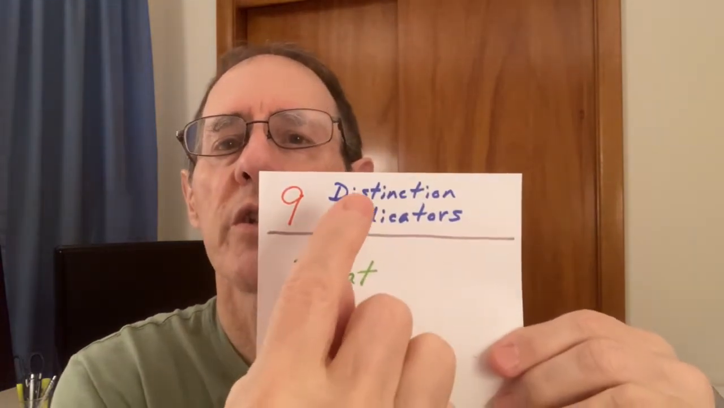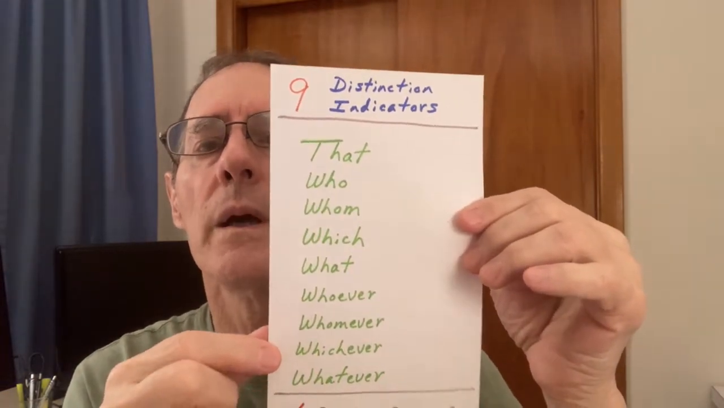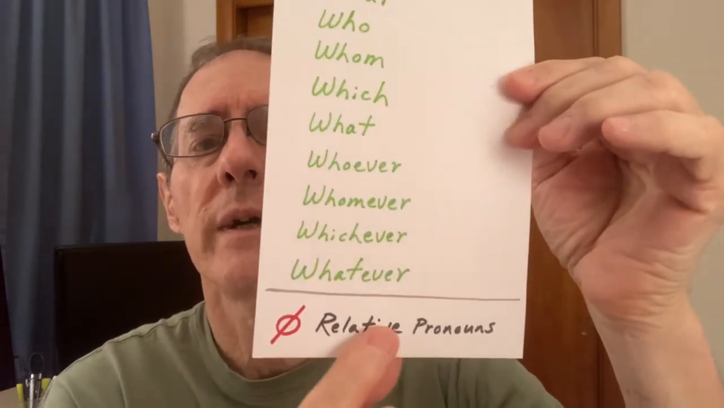Greetings, fellow grammarians. In this short series of videos, I'm talking about what I call distinction indicators. There's nine of them, and most people call them relative pronouns. I do not, and I'm explaining in this series why I don't call them that, and why I don't think they really are pronouns in the fullest sense of the word.